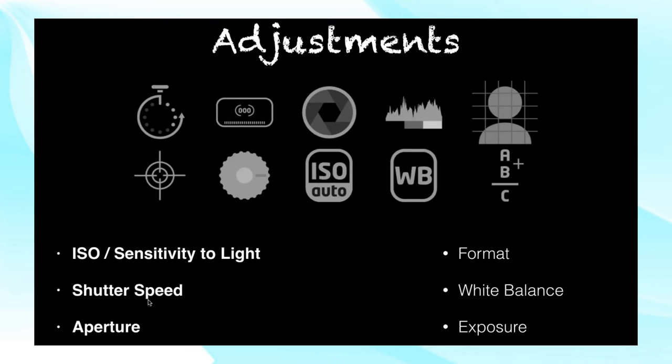We also want to take into consideration the format of the photo, which is going to be either JPEG or RAW, the white balance, and also the exposure. We're going to go a little bit into detail on that, but I want you to just focus on the first three, which are ISO, sensitivity to light, shutter speed, and aperture.